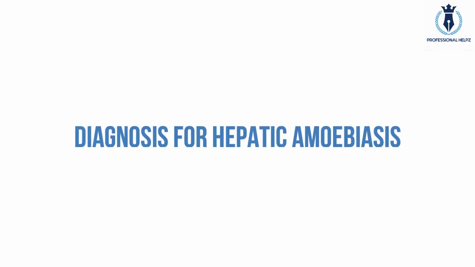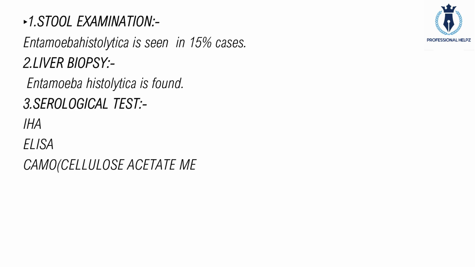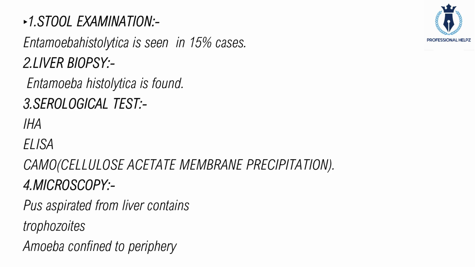Now looking into the diagnosis for hepatic amoebiasis: on stool examination, Entamoeba histolytica is seen in 15% of cases. On liver biopsy, Entamoeba histolytica is found. In serological tests, IHA, ELISA, and CAMP, also known as cellulose acetate membrane precipitation. And on microscopy, pus aspirated from the liver contains trophozoites, with amoeba confined to the periphery.